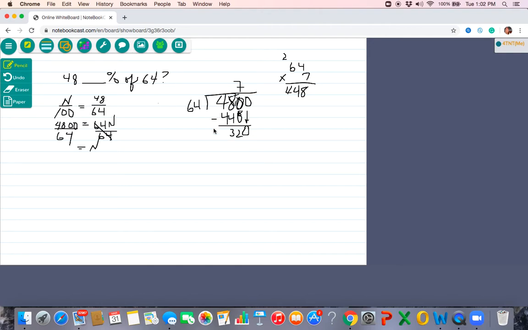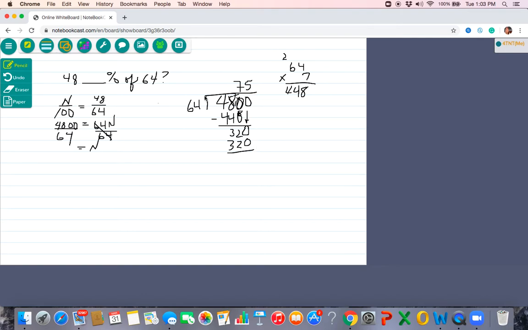Now, if you remember a minute ago, I did 5 times 60 in my head, which was 300, and 5 times 4 is 20, which is 320. So I already know, having just done that little bit of math in my head, that 5 times 64 is 320. You can piece it out on the side if you don't believe me.